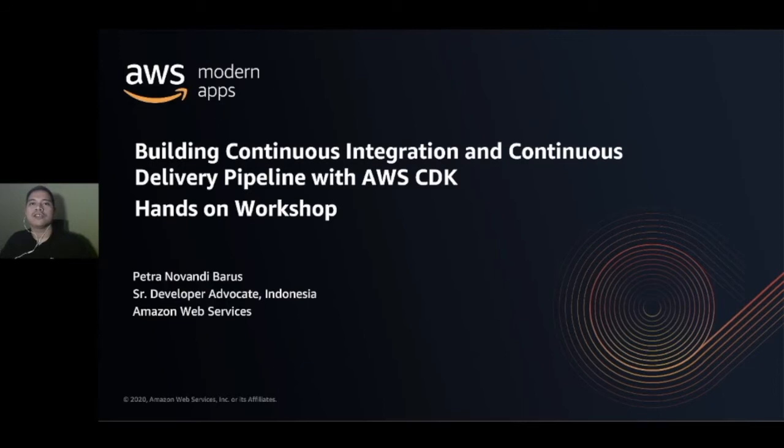And now, what is AWS CDK itself? AWS Cloud Development Kit, or CDK, is an open source software development framework to model and provision your cloud application resources using familiar programming languages. So you can do this modeling by using programming languages you're familiar with, such as Python, JavaScript, TypeScript, Java, and also C Sharp.